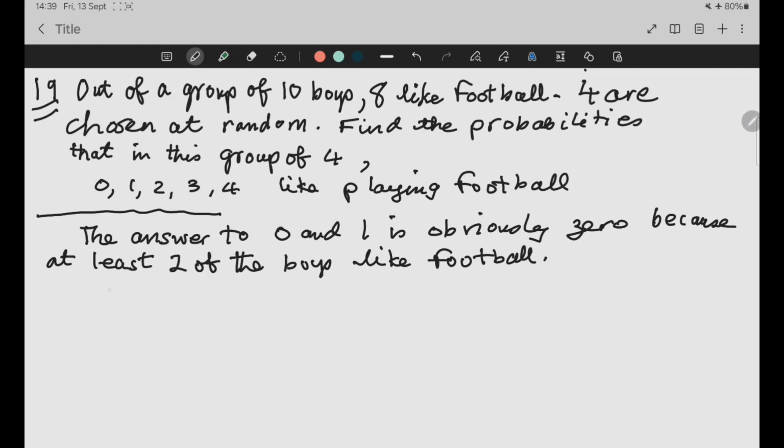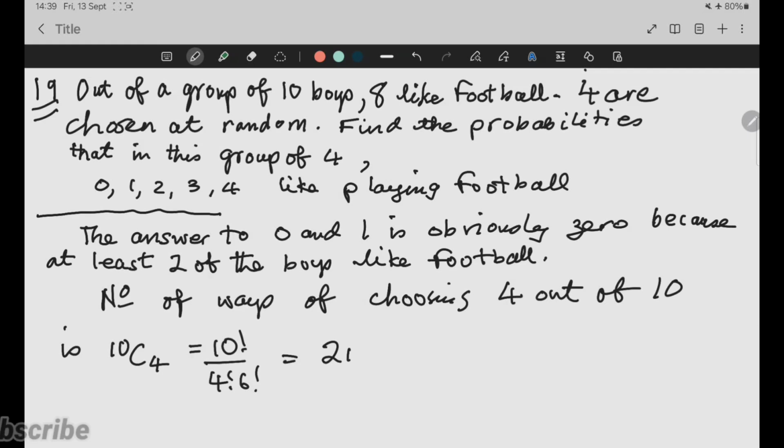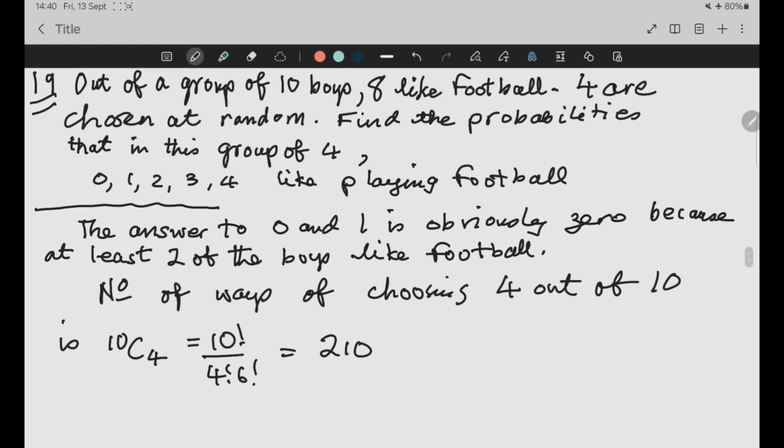So first of all, the number of ways of choosing 4 out of 10 is 10C4, because it doesn't matter about the order in which they're chosen, and that is 10 factorial over 4 factorial times 6 factorial, which is 210 ways. We're going to need that a little later.